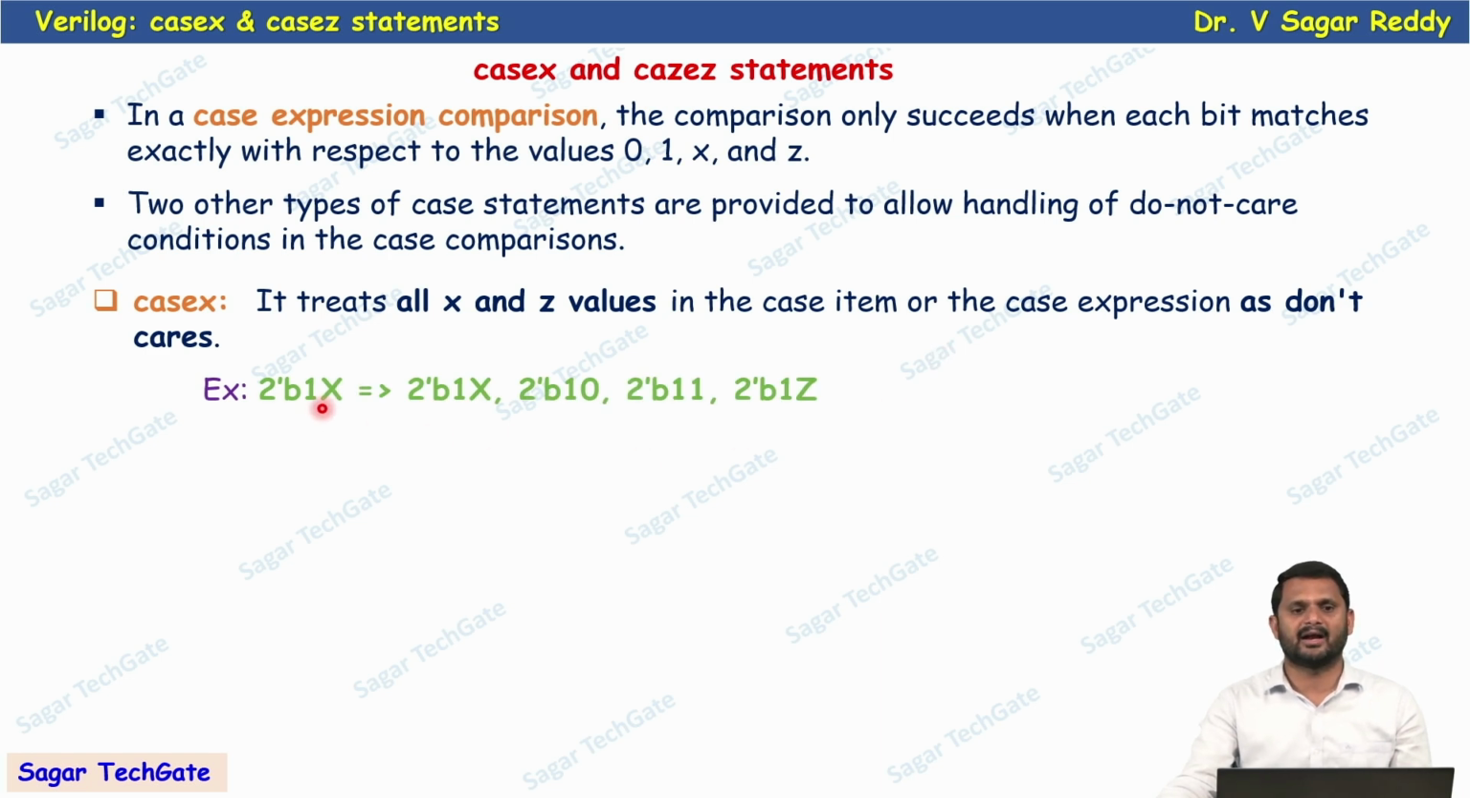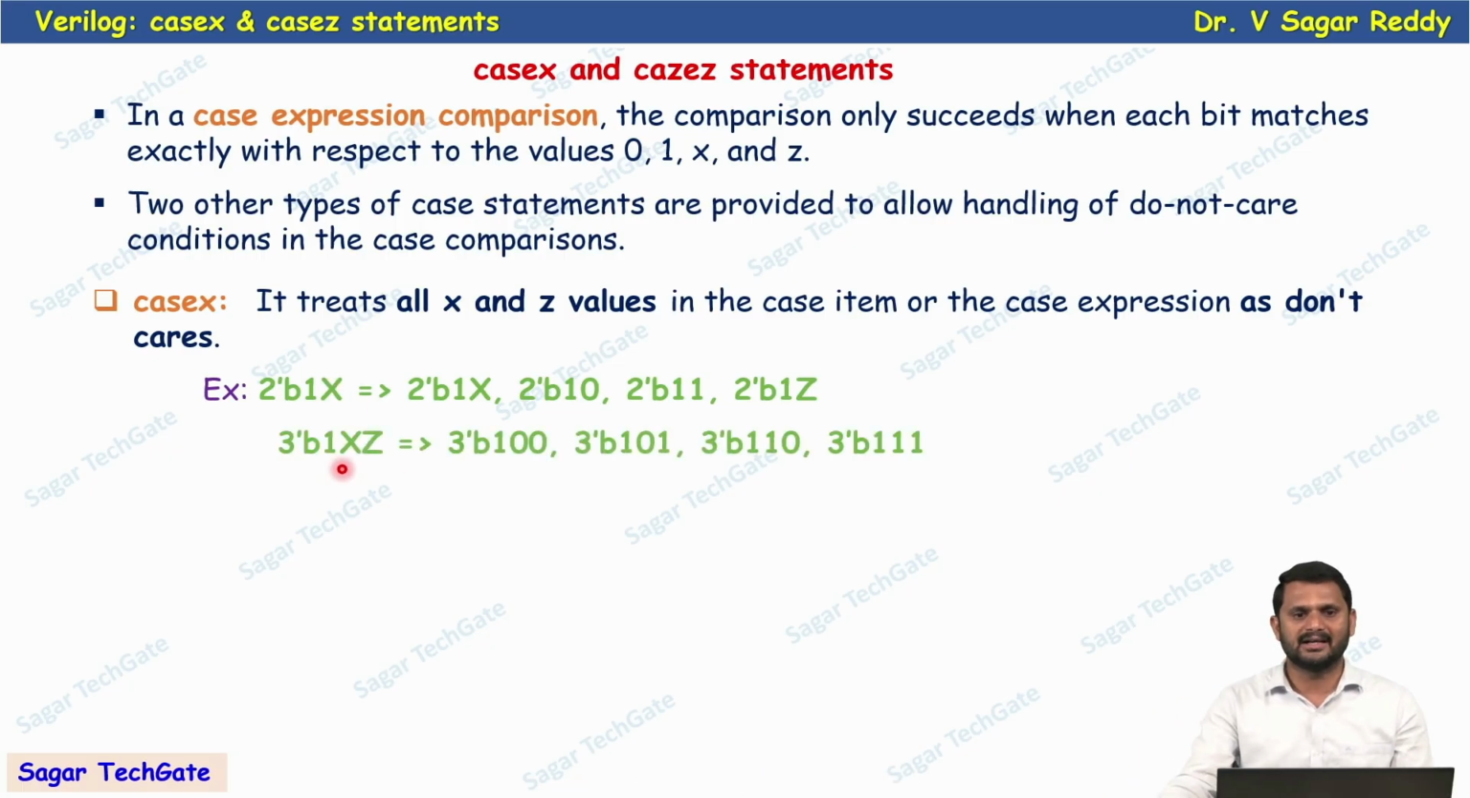I have 2'b1x. Here x is considered a don't care. So in a comparison it may be 1x, 10, 11, 1z. Assume this is my expression, 2'b1x, and this is my case item. It should match this, okay. So x is a don't care, and we can consider this a matching statement. This is also considered a matching statement. So if any case item is 1x, 10, 11, 1z, it is considered a matching statement, and we can execute the corresponding statement belonging to that case item.